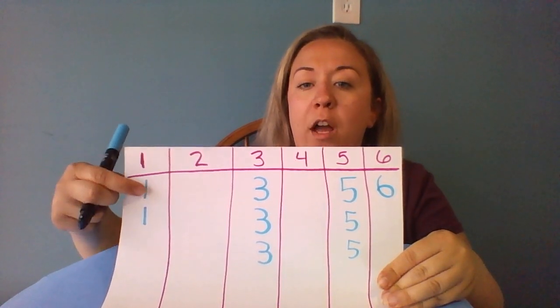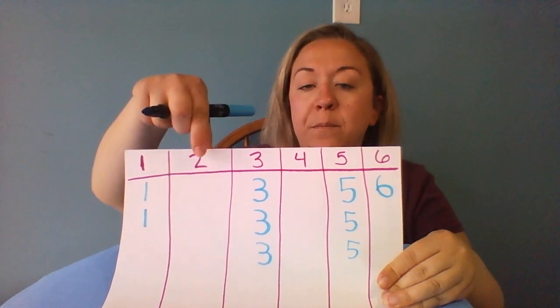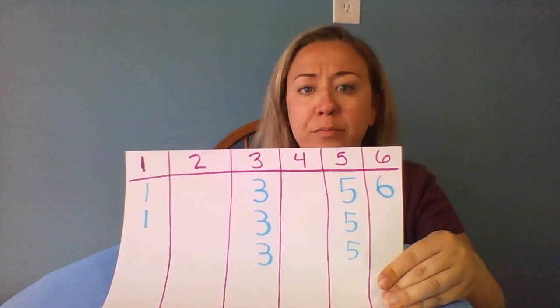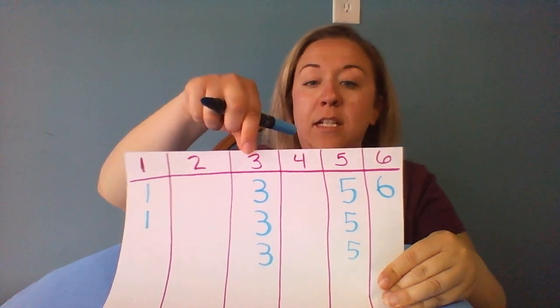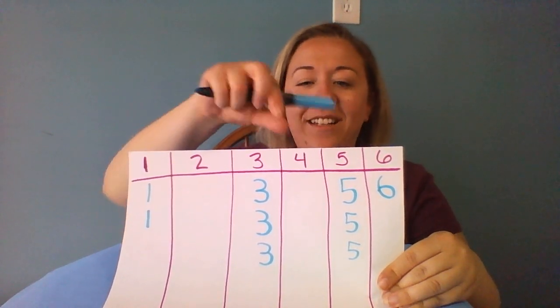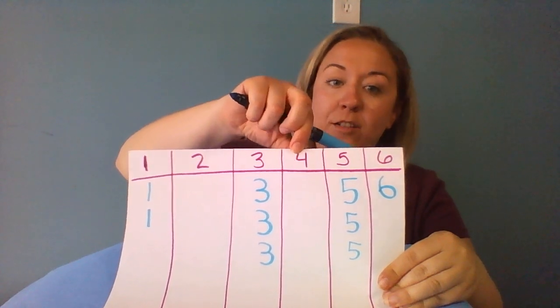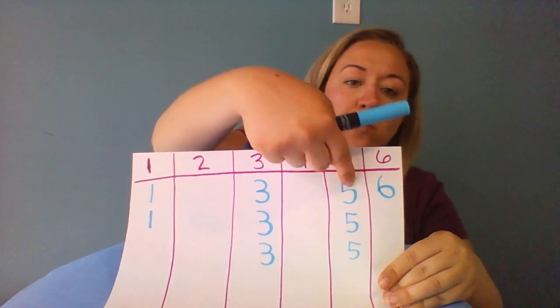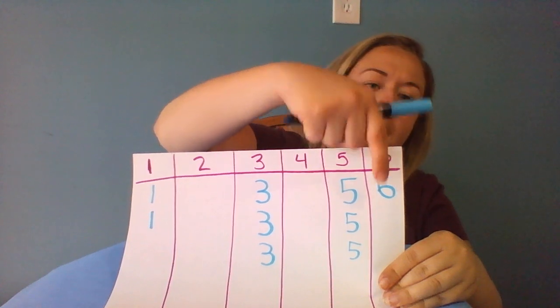I rolled the number 1, 2 times. How many times did we roll 2? 0. How many times did we roll the number 3? 3. 4 has 0. 5 has 1, 2, 3, and 6 has 1.